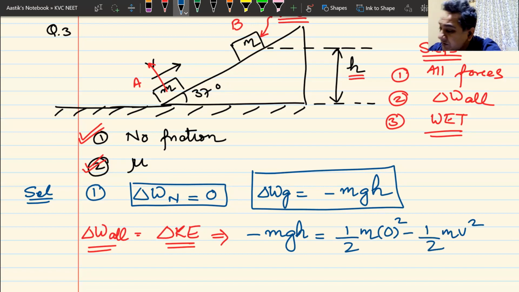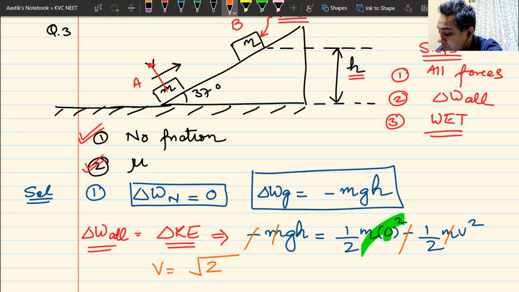Do we understand why I put 0 here? Because the final velocity is 0. Do we understand this? This gets cancelled. This is already 0. M getting cancelled. Minus getting cancelled. And my final answer is v is under root of 2gh. And that is the answer in case number 1. v is under root of 2gh.